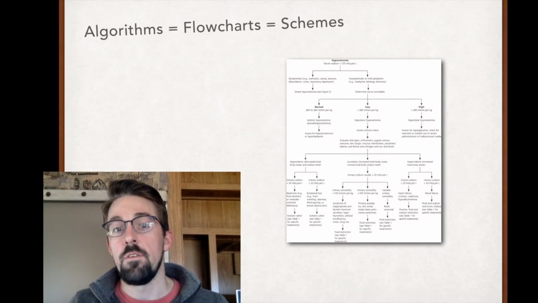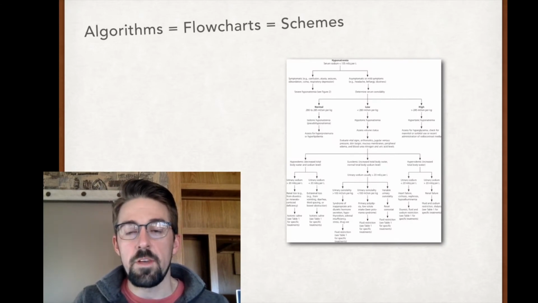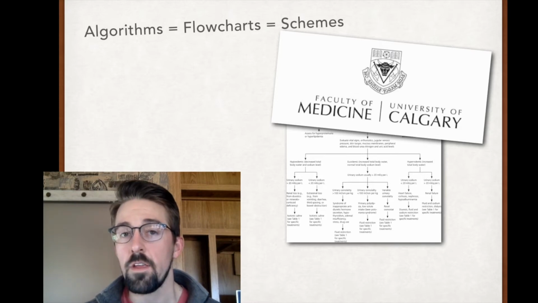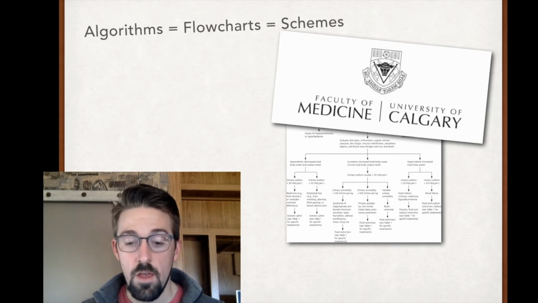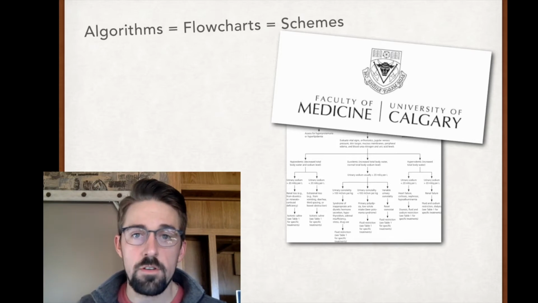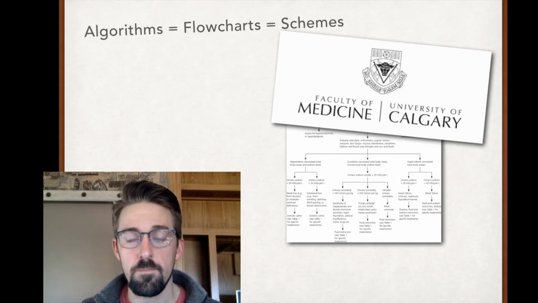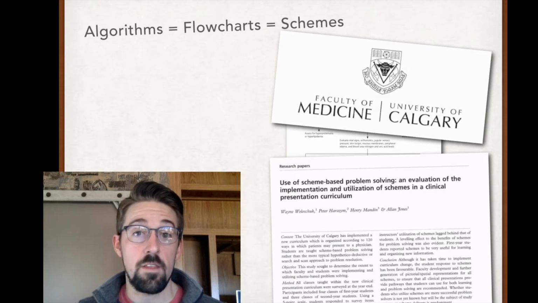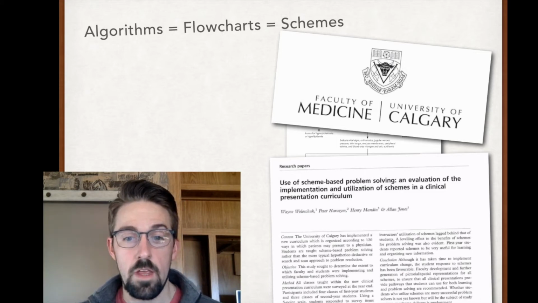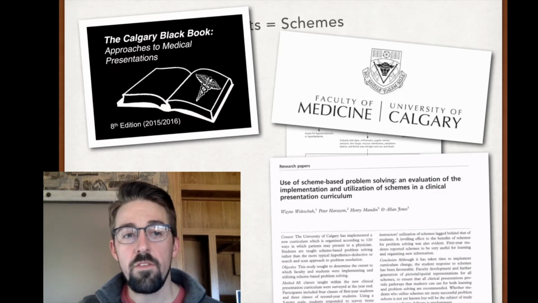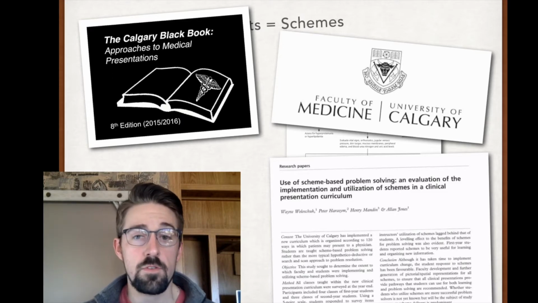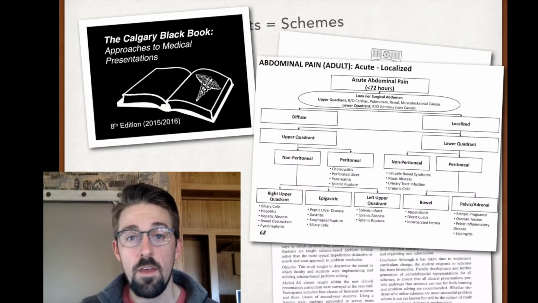Here's an example of a flowchart we've all seen for hyponatremia. Back in the late 90s, the Faculty of Medicine at the University of Calgary actually started teaching students from a flowchart or schematic-based curriculum. They even put all of their findings of this teaching method and its effectiveness into a research paper seen below. What they developed from this was the Calgary Black Book. This is a hundreds of pages long PDF of all sorts of different algorithms that look like this.